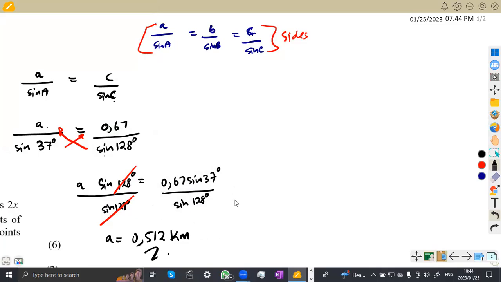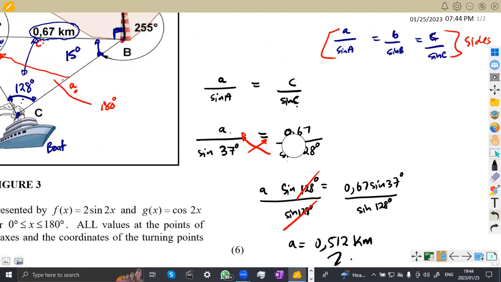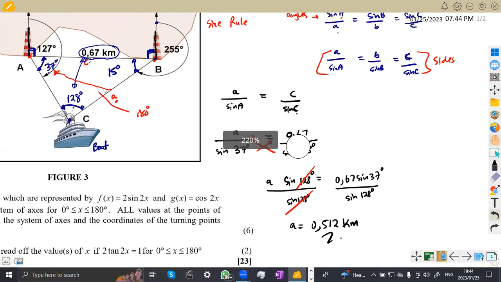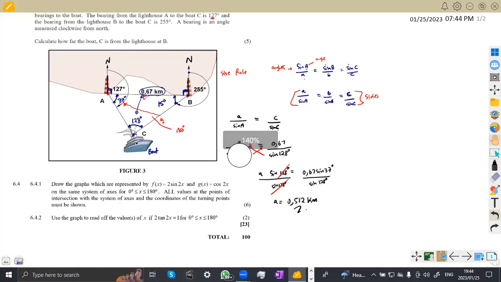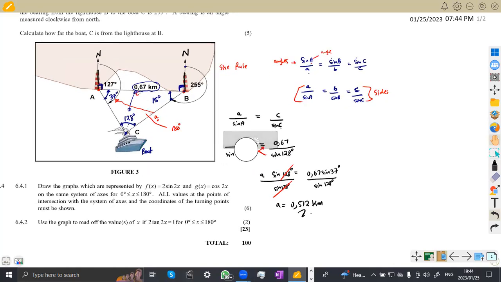Like I said, you can use it as X. You can use any letter of your choice. Make sure that you just write something that you understand at the end. Okay, so that's what we had on question 6.3. This question actually had 5 marks.